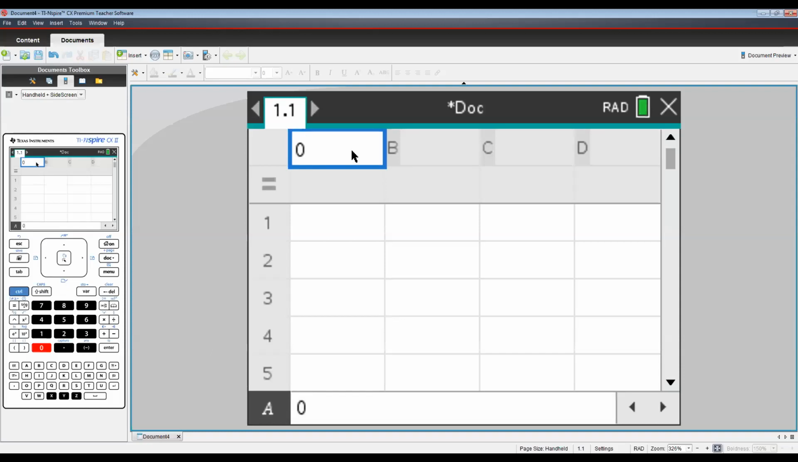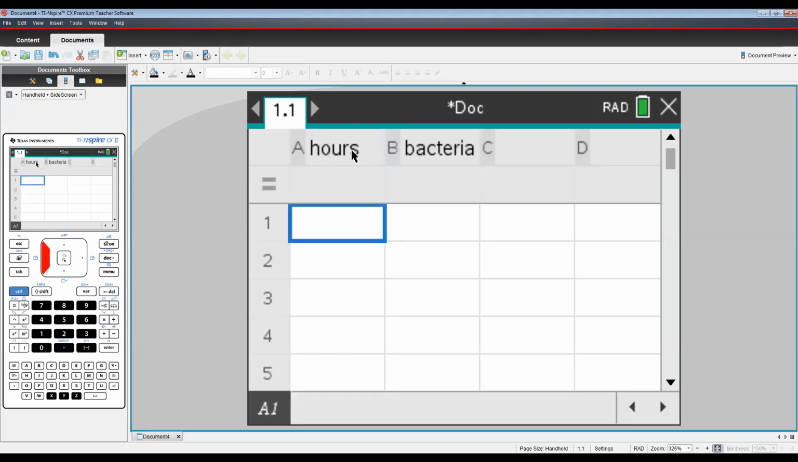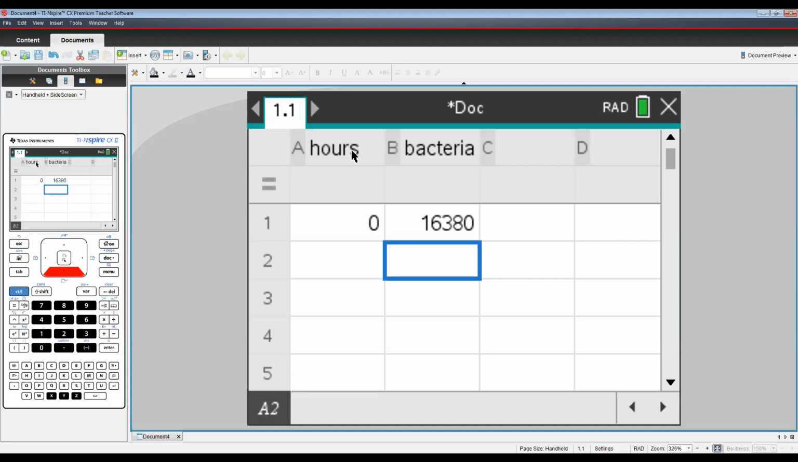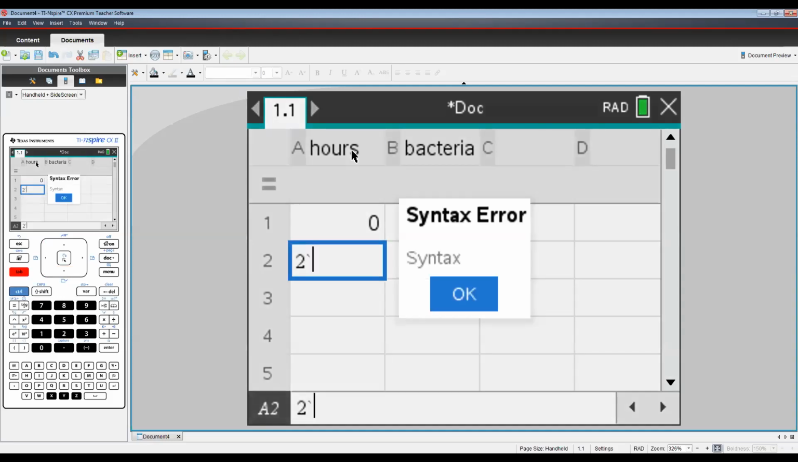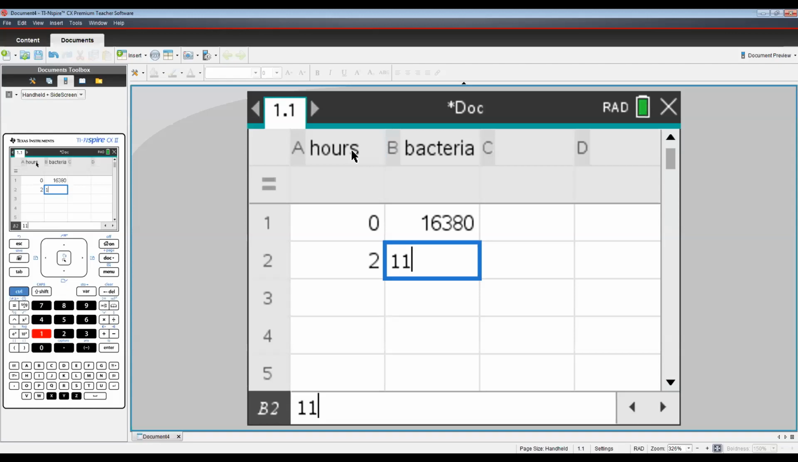So at 0 hours, let me type this in first. So X represents hours, this represents the number of spores or the bacteria. I'm just going to type in bacteria. You can type in bacteria spores, whatever you want. So at 0 hours, we have 16380 bacteria. After 2 hours, we have 1130.